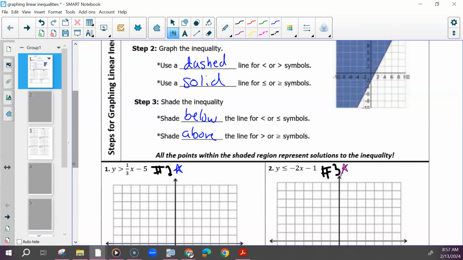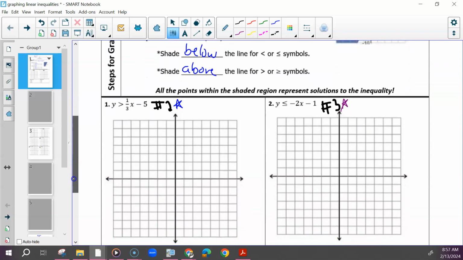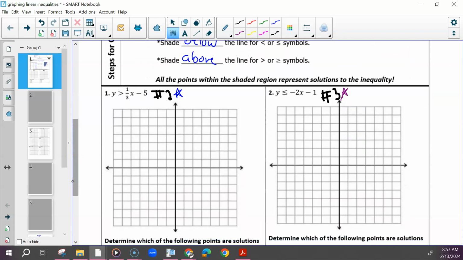So then let's try number 1. So this is already in slope-intercept form, so we don't have to worry about that. Start this like normal at -5. Slope is 1/3, so up 1 to the right 3 as many times as possible. Down 1, left 3 as many times as possible.